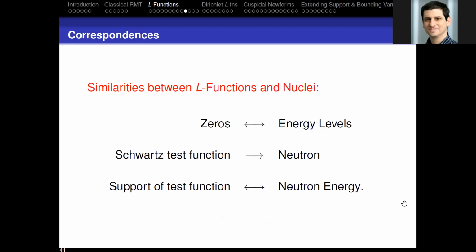And so I had mentioned this a little bit earlier, but it's really worth driving this home because this is the motivating philosophy as to what we're doing. The zeros of L functions correspond to the energy levels of heavy nuclei. The Schwartz test function that we shoot in and evaluate the zeros at corresponds to the neutron we use in physics. And then the support of the test function, where we can actually evaluate the sums over primes, corresponds to the energy of the neutron, where we can do the calculations.